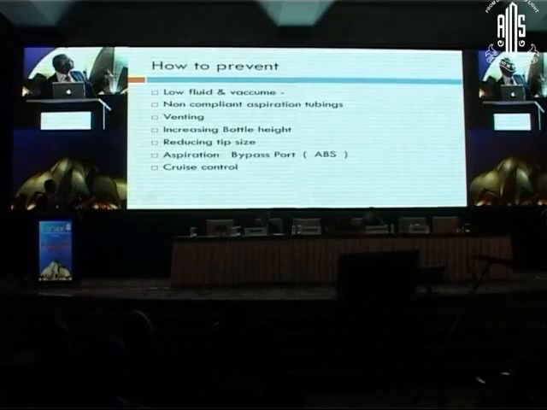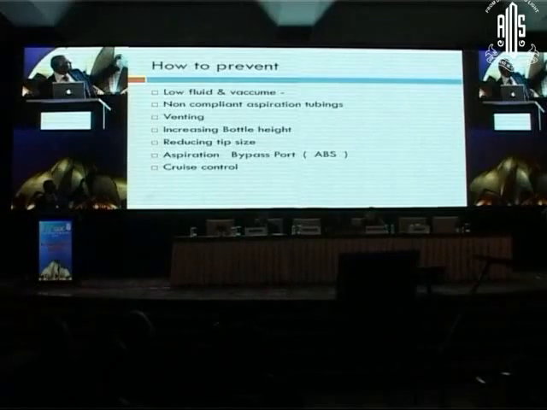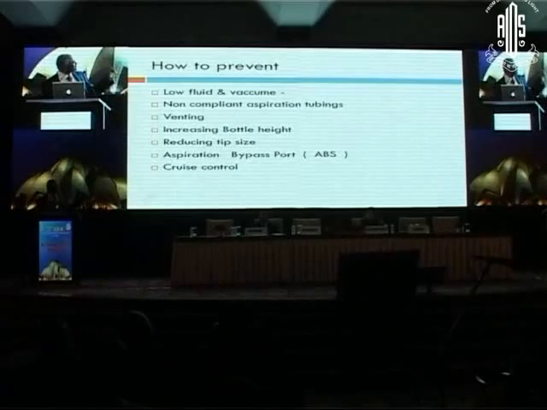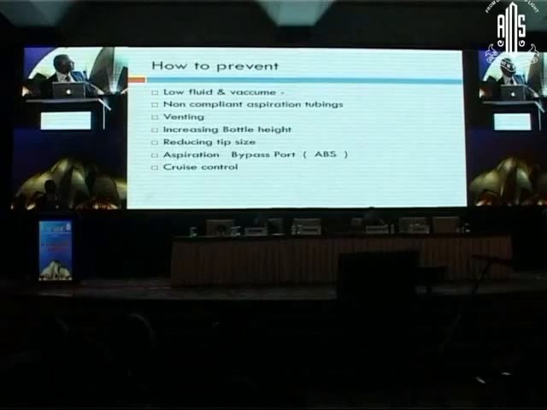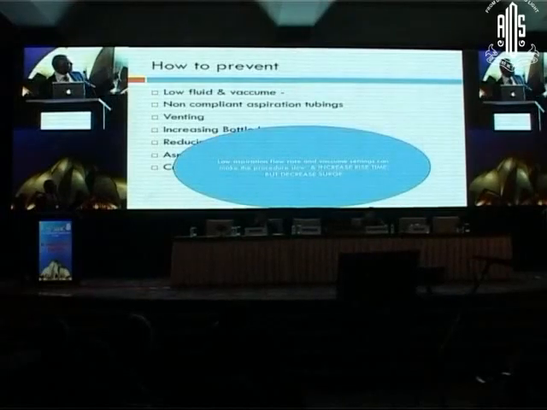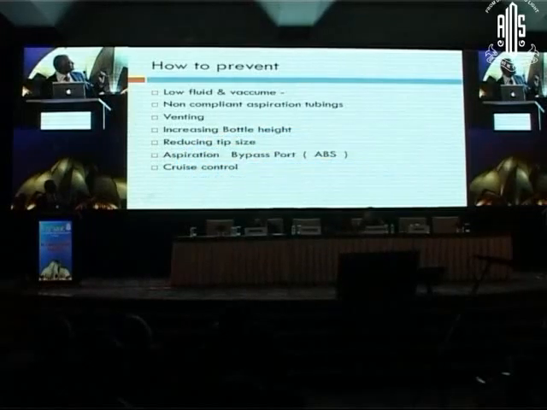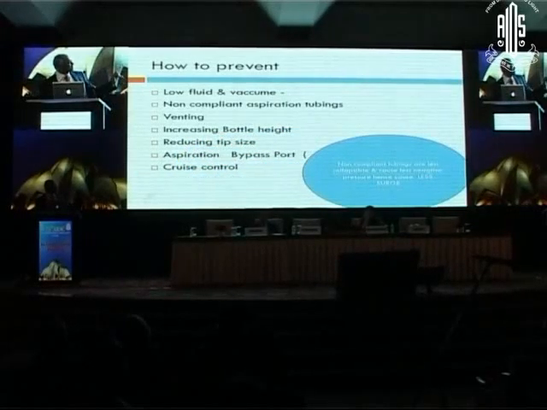Now how to prevent surge: low fluid and vacuum, compliant aspiration tubing, venting, increasing bottle height, reducing tip size, aspiration bypass port and cruise control. Low aspiration flow rate and vacuum setting can make the procedure slow and increase the rise time, but decrease the surge. Then the non-compliant tubing is less collapsible and causes less negative pressure, hence less surge.